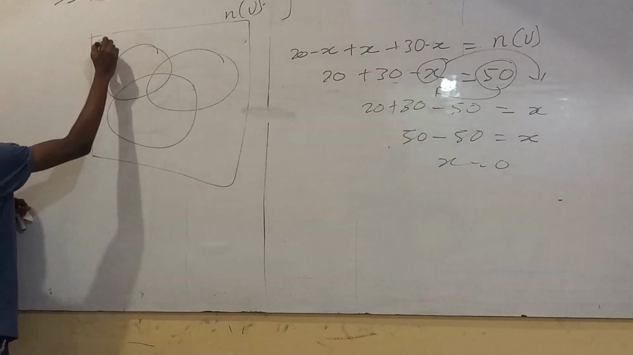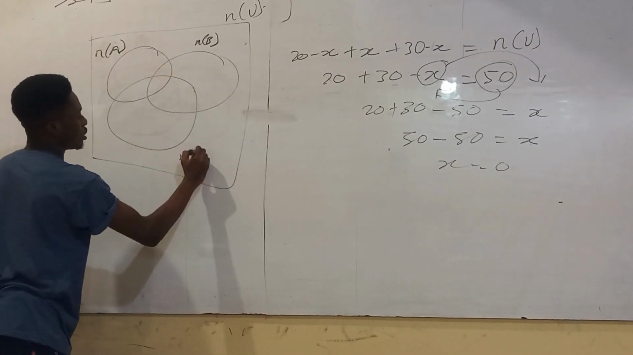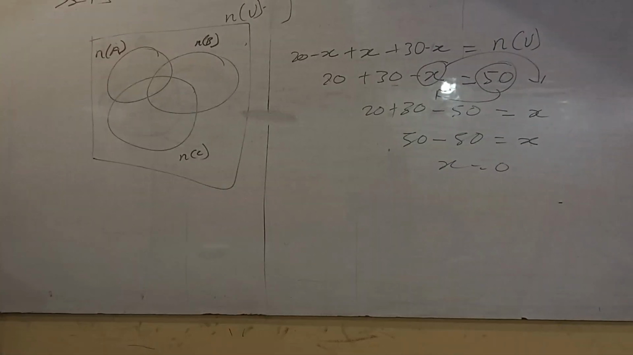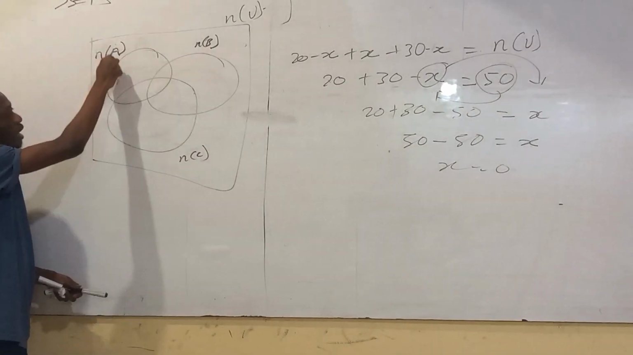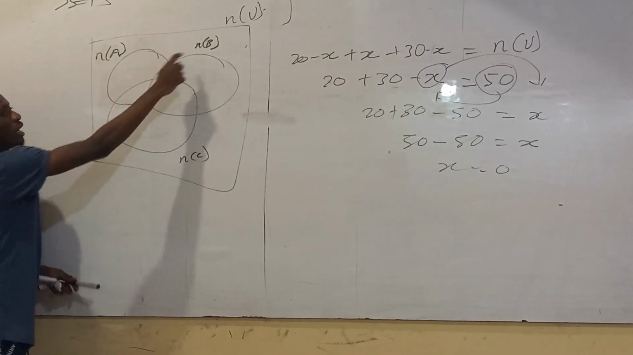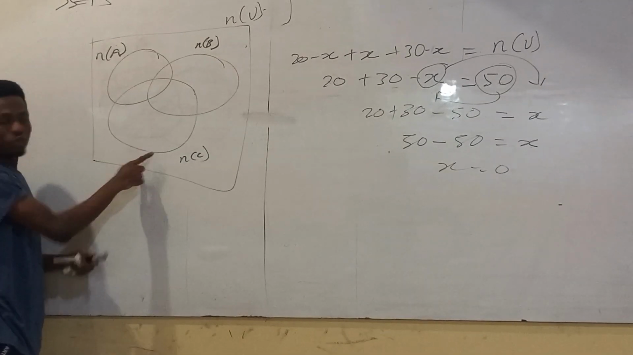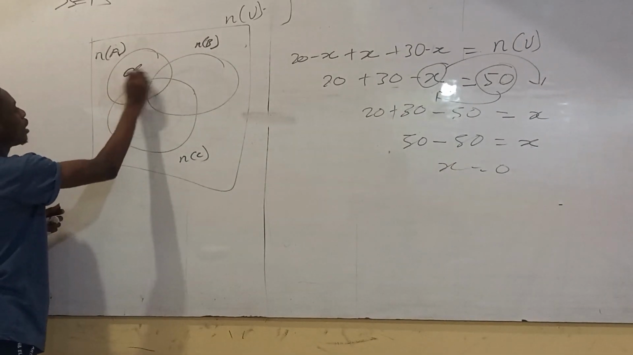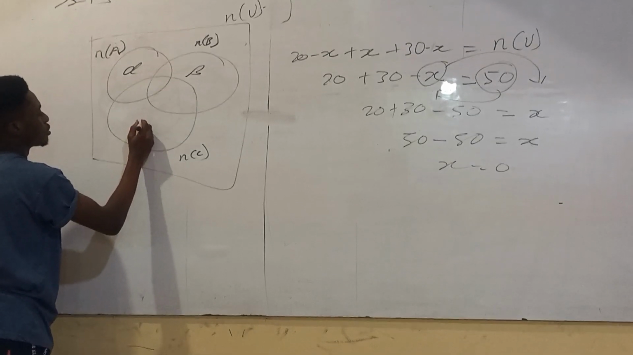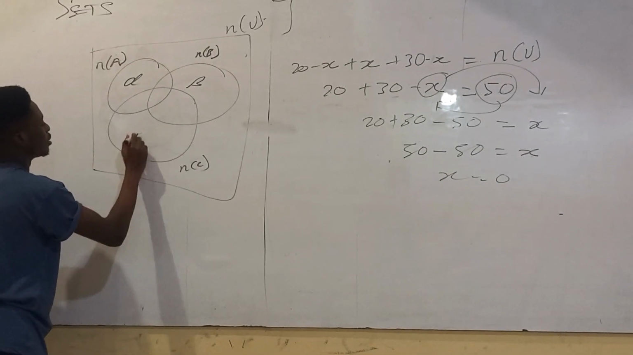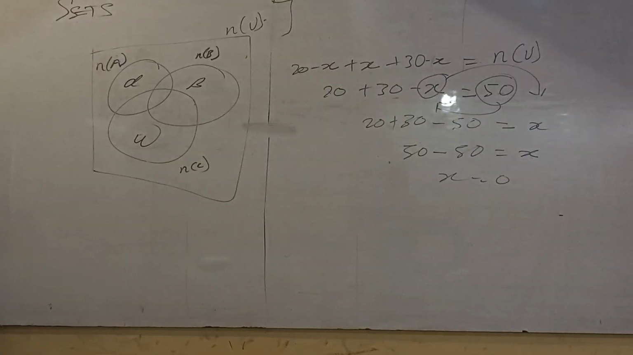So for instance, we have Akan, we have biology, then we have chemistry. You know here to be what? Only Akan, right? Yes. Only biology. Yes. Only chemistry. So let's denote them by alpha, beta, omega. Let's denote them by these 3 symbols.